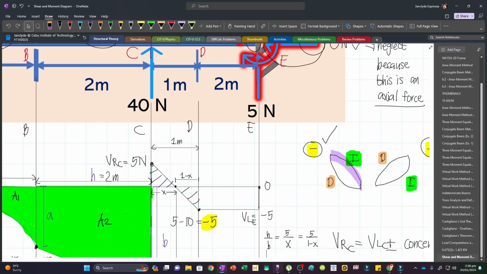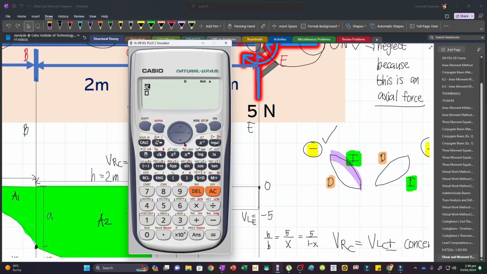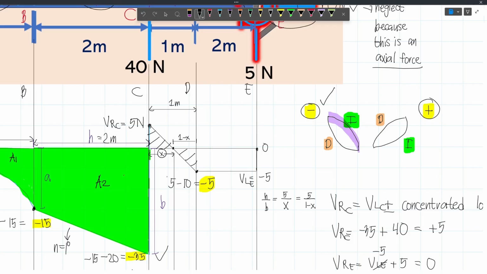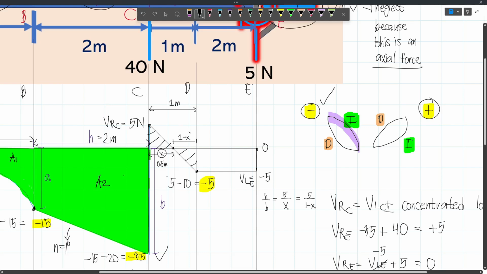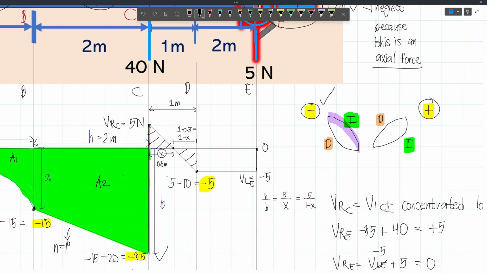Now, if we use our calculators, we have 5 over x is equal to 5 over 1 minus x. And so our x will be 0.5. So this is actually 0.5 meters, and also this one, because 1 minus x, or 1 minus 0.5, that will give us 0.5.